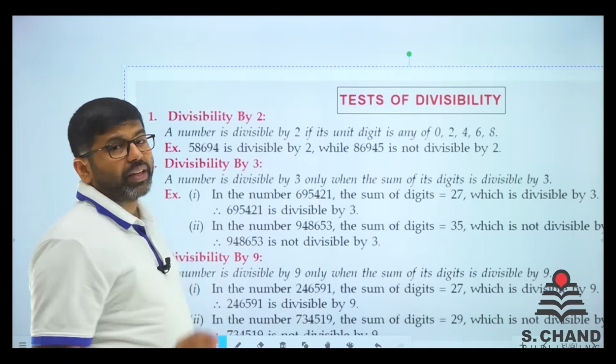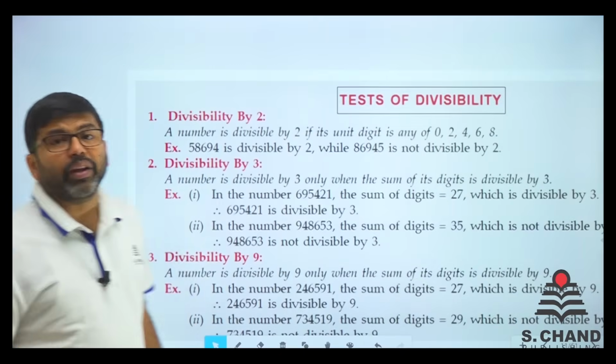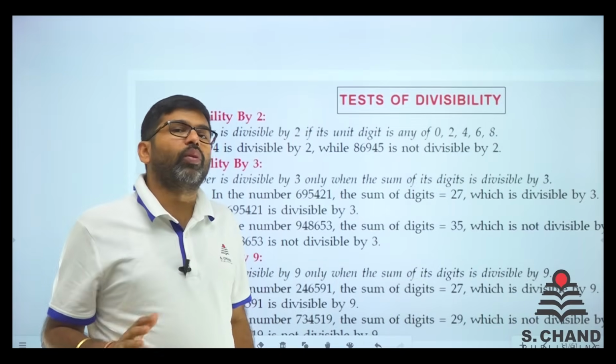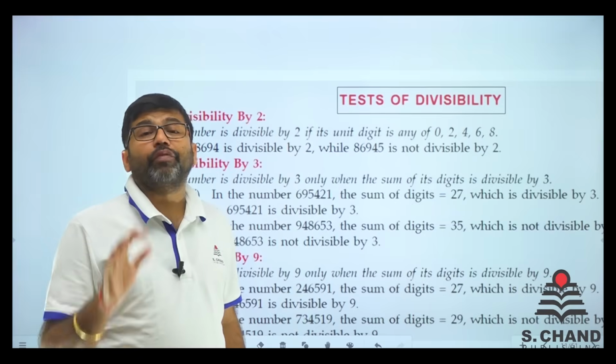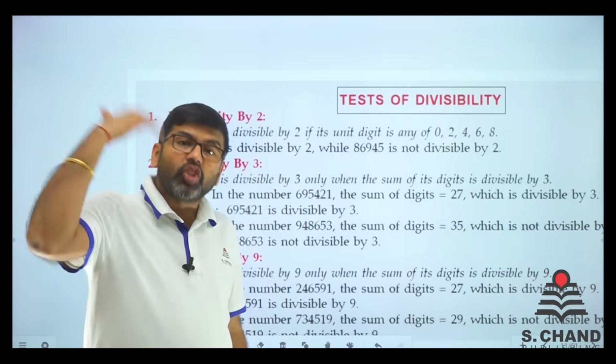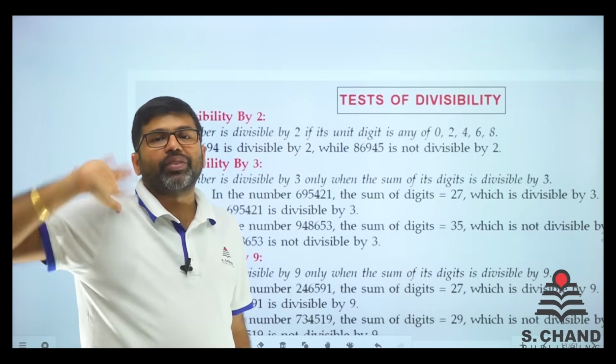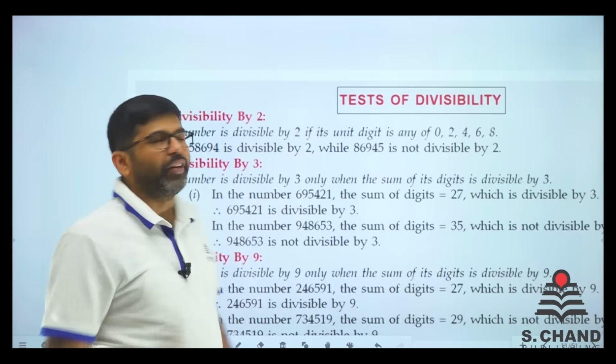I'll tell you all the tests of divisibility, and you must write those in your notebook and in your mind also, because that is very important. Not for this chapter, for the upcoming chapters, all the chapters in the book. This part is also very important.